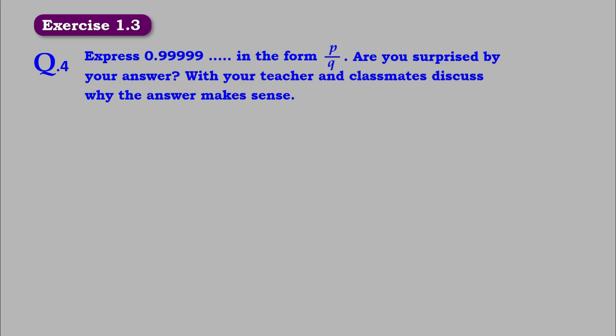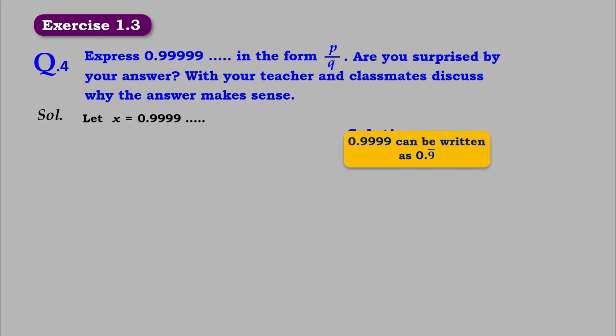Now express 0.999 dot dot dot in the form of p by q. Are you surprised by your answer? With it, a teacher and classmates discuss why the answer makes sense. So let us take a look.